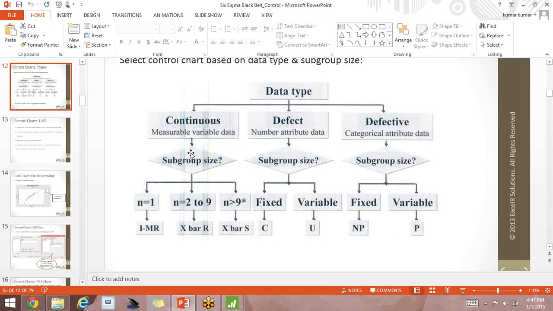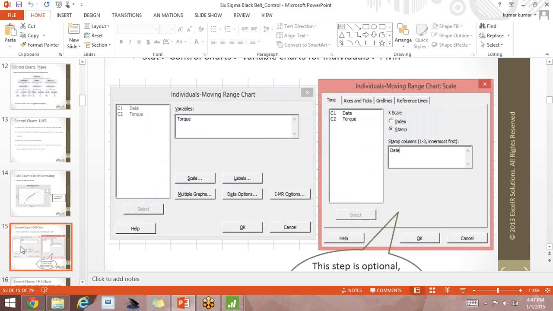Can you tell me what is a subgroup size? 2. Why 2? Because there are two machines. If there was only one machine from which you were getting the outputs, n would have been 1. So if it's 2, you go with what? X bar R chart. Right, X bar R.